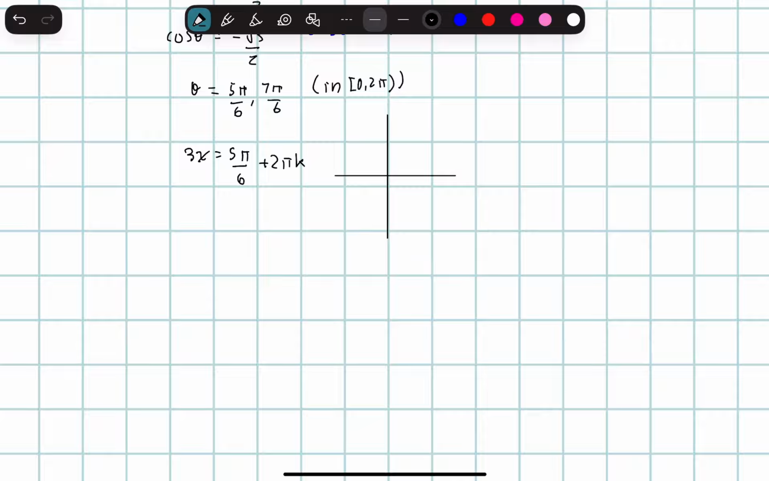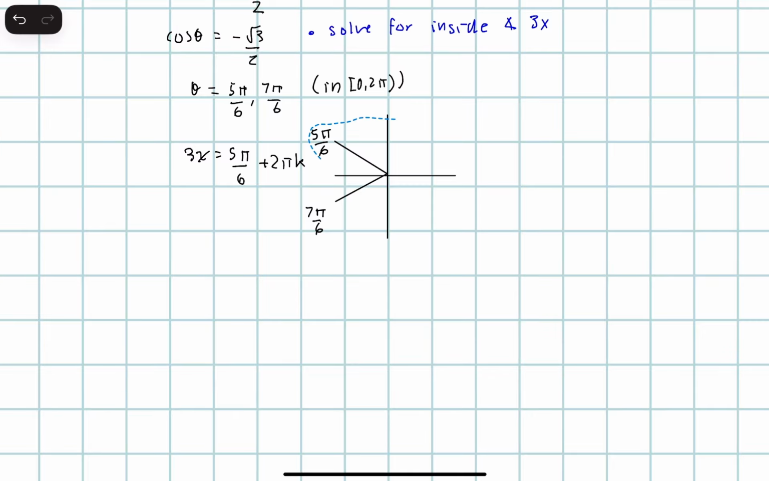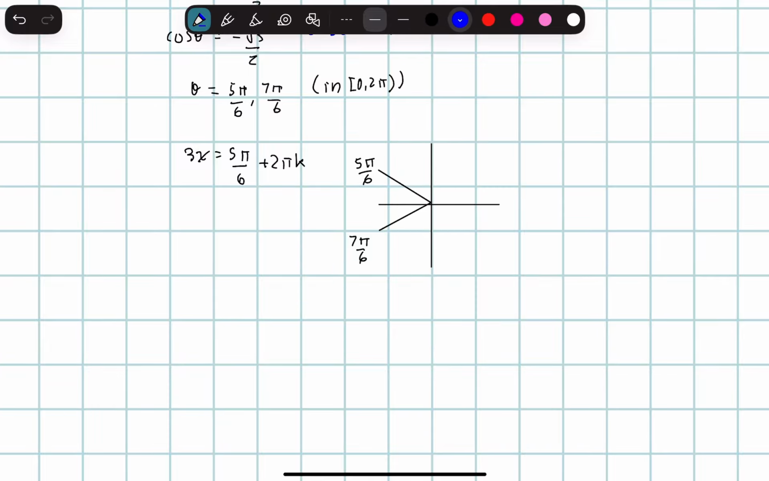You know that 5 pi over 6 is going to be over here. And our second solution is going to be 7 pi over 6. And we know that 7 pi over 6 is going to be over here, which is slightly below. So basically, you only list the solution once in 0 to 2 pi.